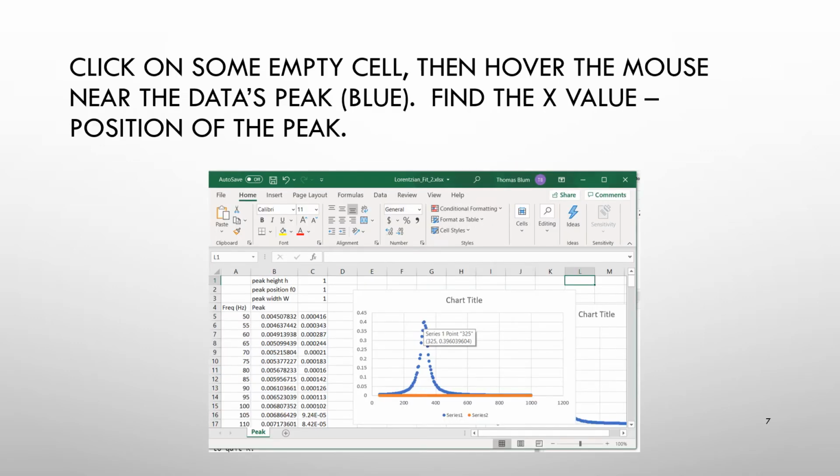So we are going to click away from the graph, just in some empty cell, and then come back and hover over the points near the top of the blue peak. We will see that it gives us an X and a Y, and in this case the X seems to be 325. We're going to note that and use that as one of our fit parameters next.